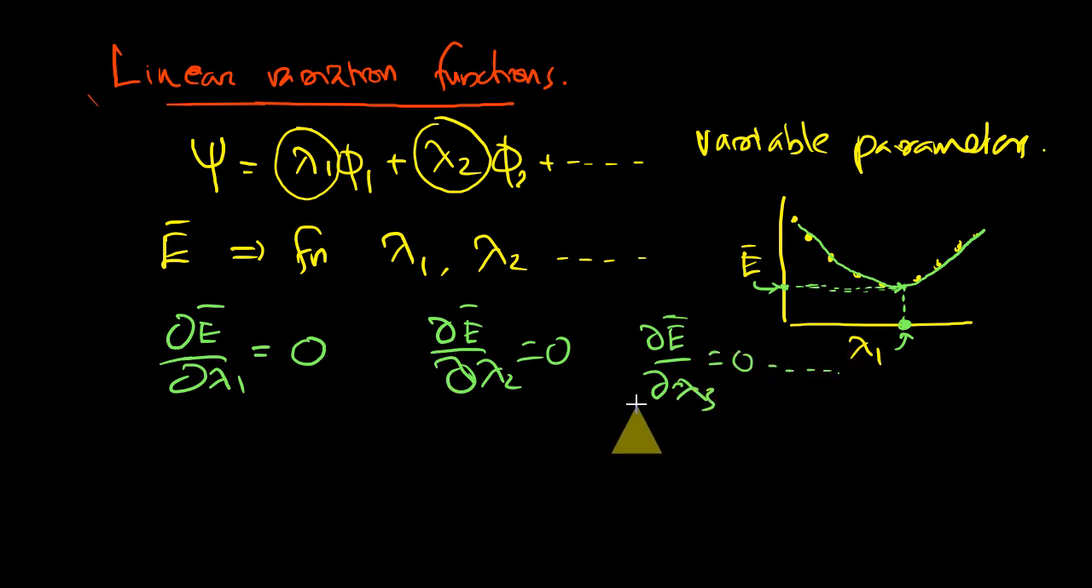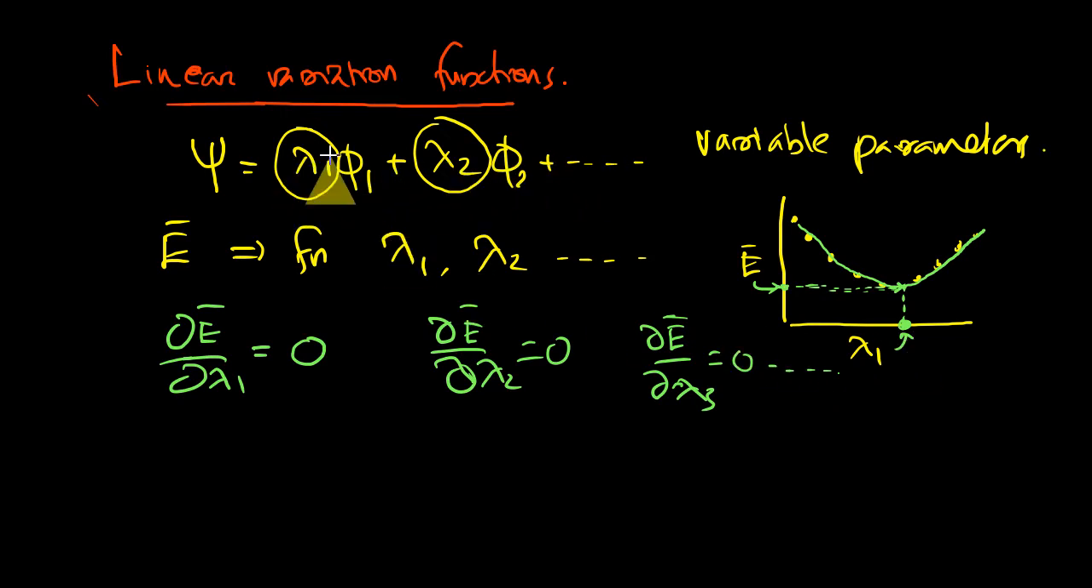We will do that with every variable parameter, so that we will get the optimum values of lambda 1, lambda 2, lambda 3, etc. corresponding to the minimum expectation value. And those lambda 1, lambda 2, etc.